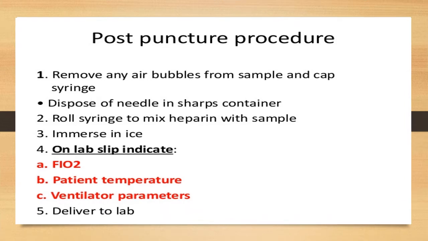And the post-puncture procedure: remove any air bubbles from the sample and cap the syringe, dispose of the needle in a sharps container, roll the syringe to mix heparin with the sample, immerse in ice. On the lab slip indicate the FiO2, the patient's oxygen level, oxygen saturation level, and the patient temperature, and whether the patient is on a ventilator. If the patient is on ventilator support, we have to write the ventilator parameters, that is the level of oxygen, tidal volume, inspiration and expiration volume. All these we have to write on the ABG report form and deliver to the lab.